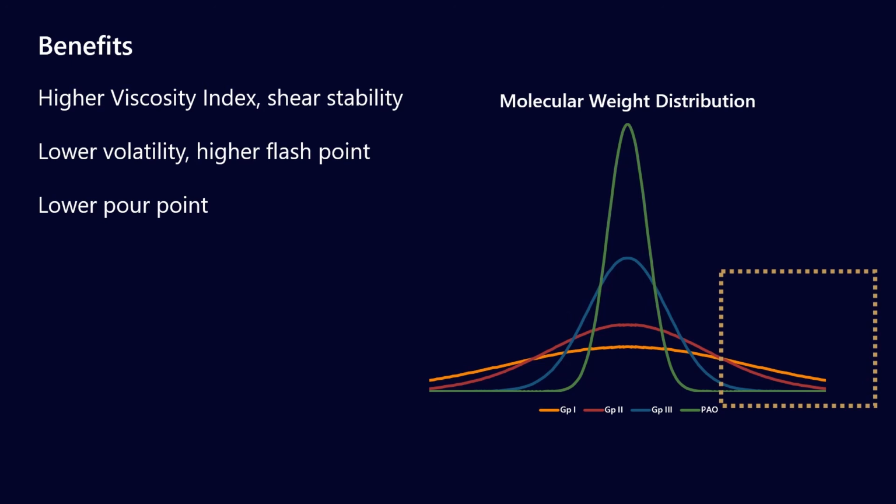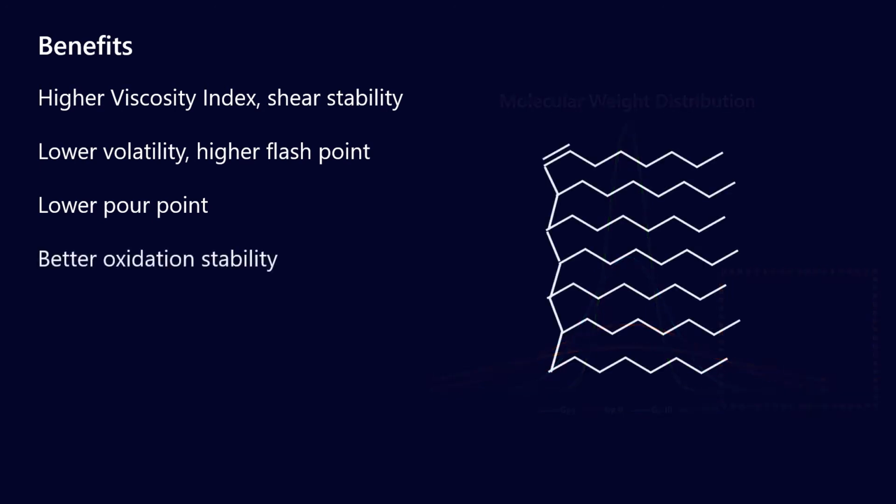The flip side of that is you also get a lower pour point because you have fewer high molecular weight molecules within your finished lubricant, and that means that you have far less waxy products which raise the pour point. So you get better cold temperature performance. Finally, you also get better oxidation stability. So when you look at the finished product of a PAO, there's very few double carbon bonds. There are no nitrogen or sulfur compounds. There are no aromatic rings. So it inherently has really good oxidation stability, and it's a very strong backbone.